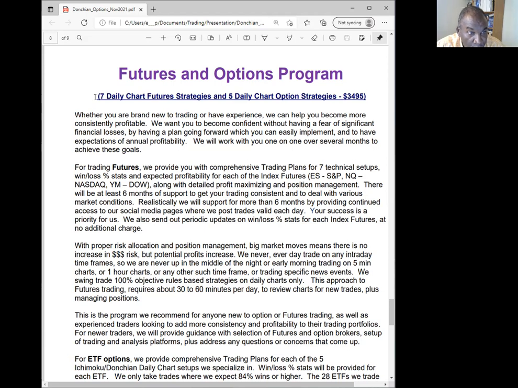But each individual is different. Some people would do more options. Some people do more futures. Some people do a mix of them. Some people try to do them all. But that's how I'm doing it right now.